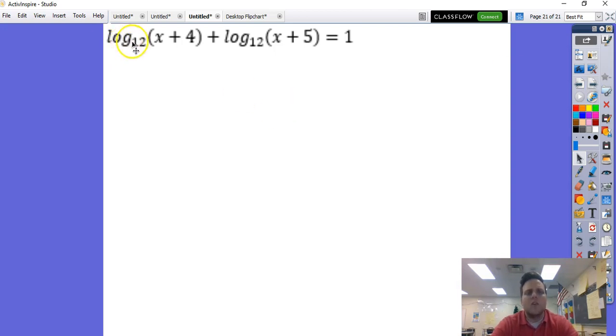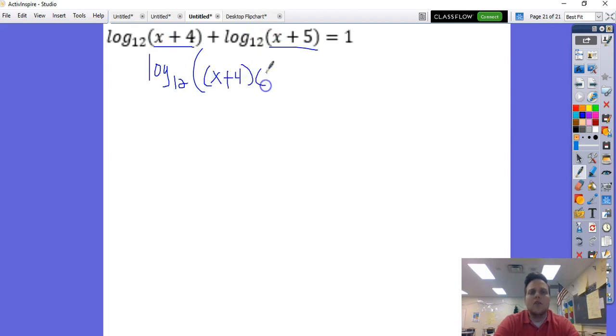So what we have is log base 12 of x plus 4 plus log base 12 of x plus 5 equals 1. So we have two logs with x's inside both, but they have the same base, and the logs are adding. Which means I can make them one log, which is awesome. Having fewer logs is better. So log base 12. Now, when we're adding, what do the arguments do with one another? Hopefully you just said multiply, or thought multiply. So I'm going to show that.